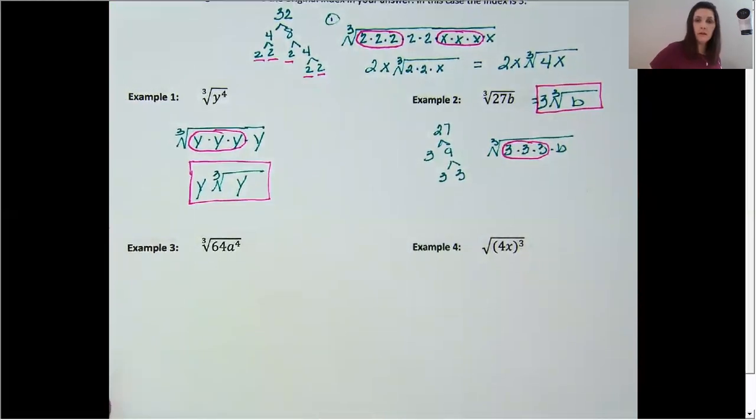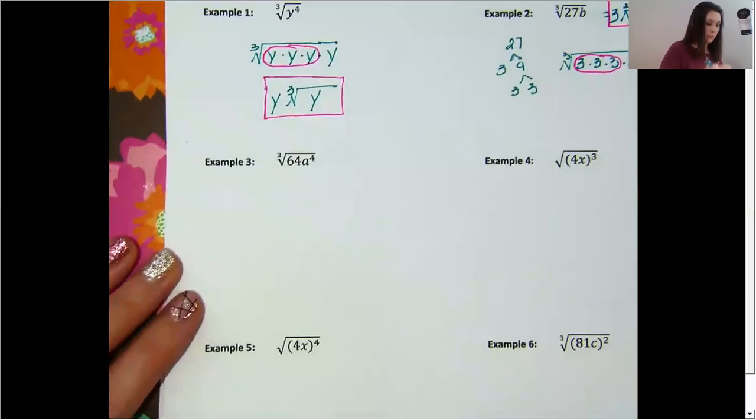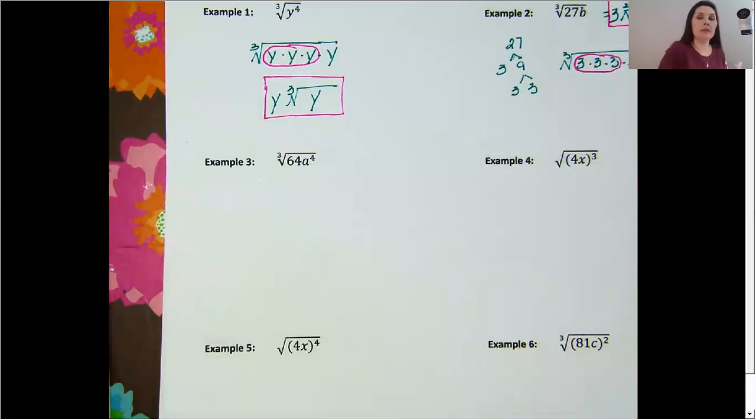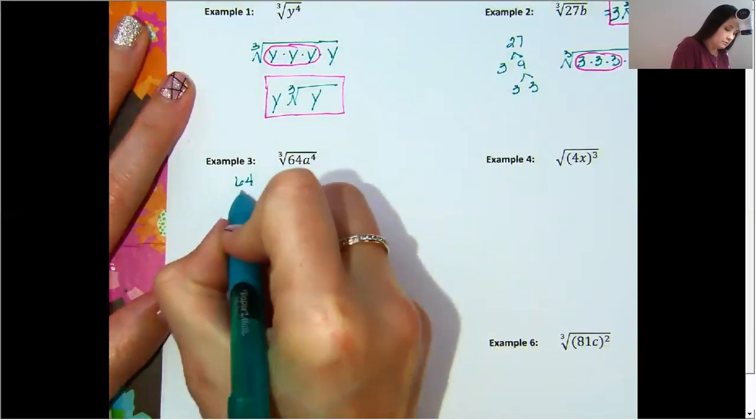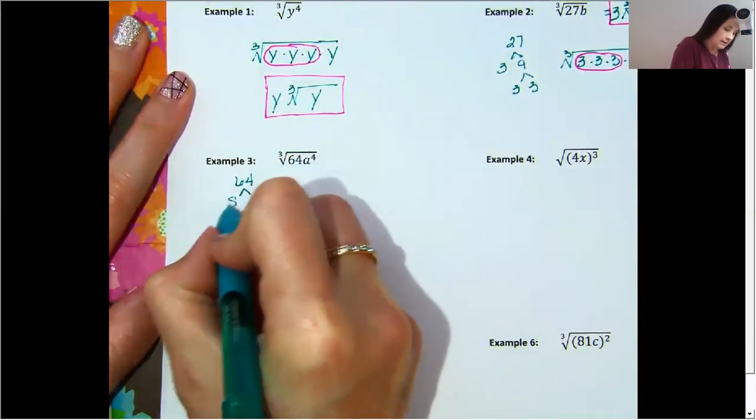Okay. All right, let's move on to example 3. Again, we have to factor out everything inside the radical symbol. So I'll start with 64. And I know I have 8 times 8.